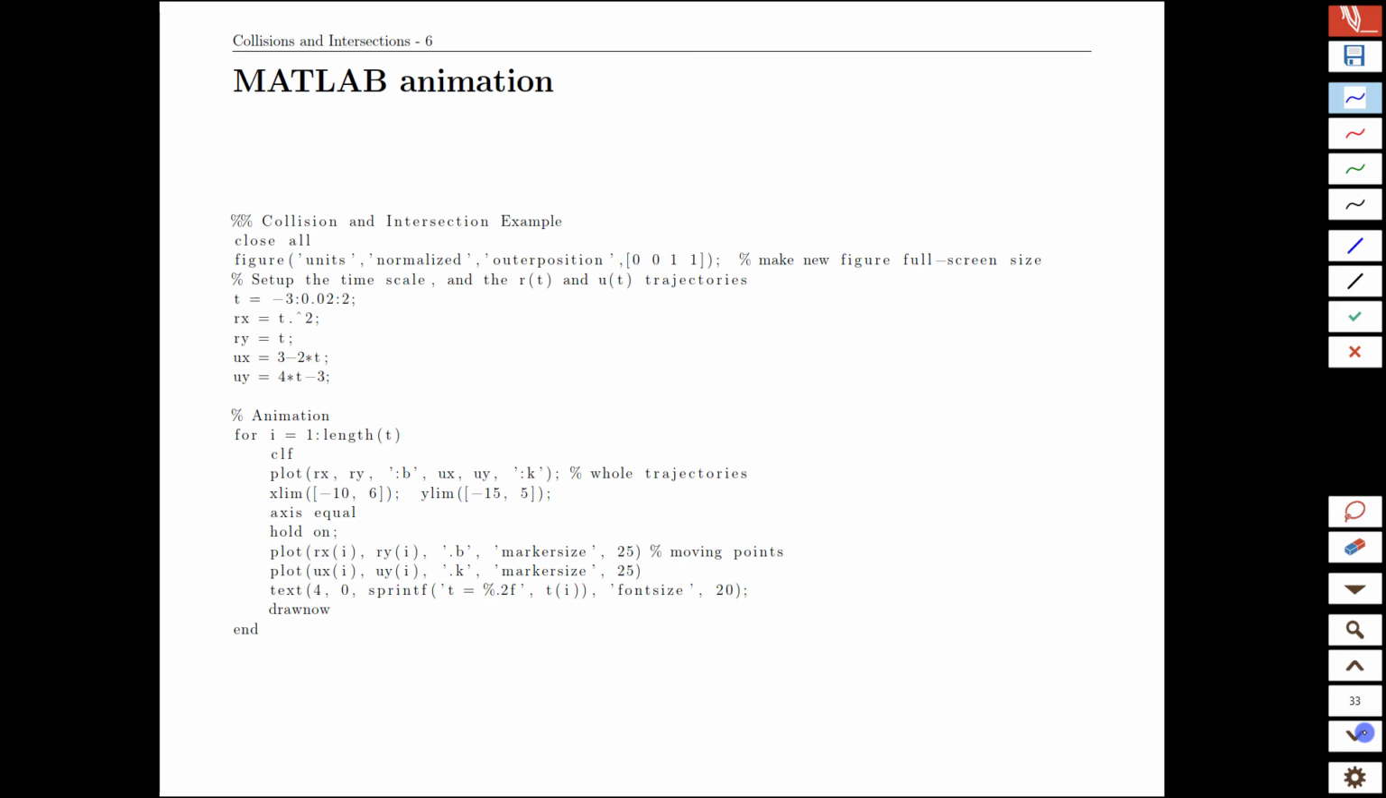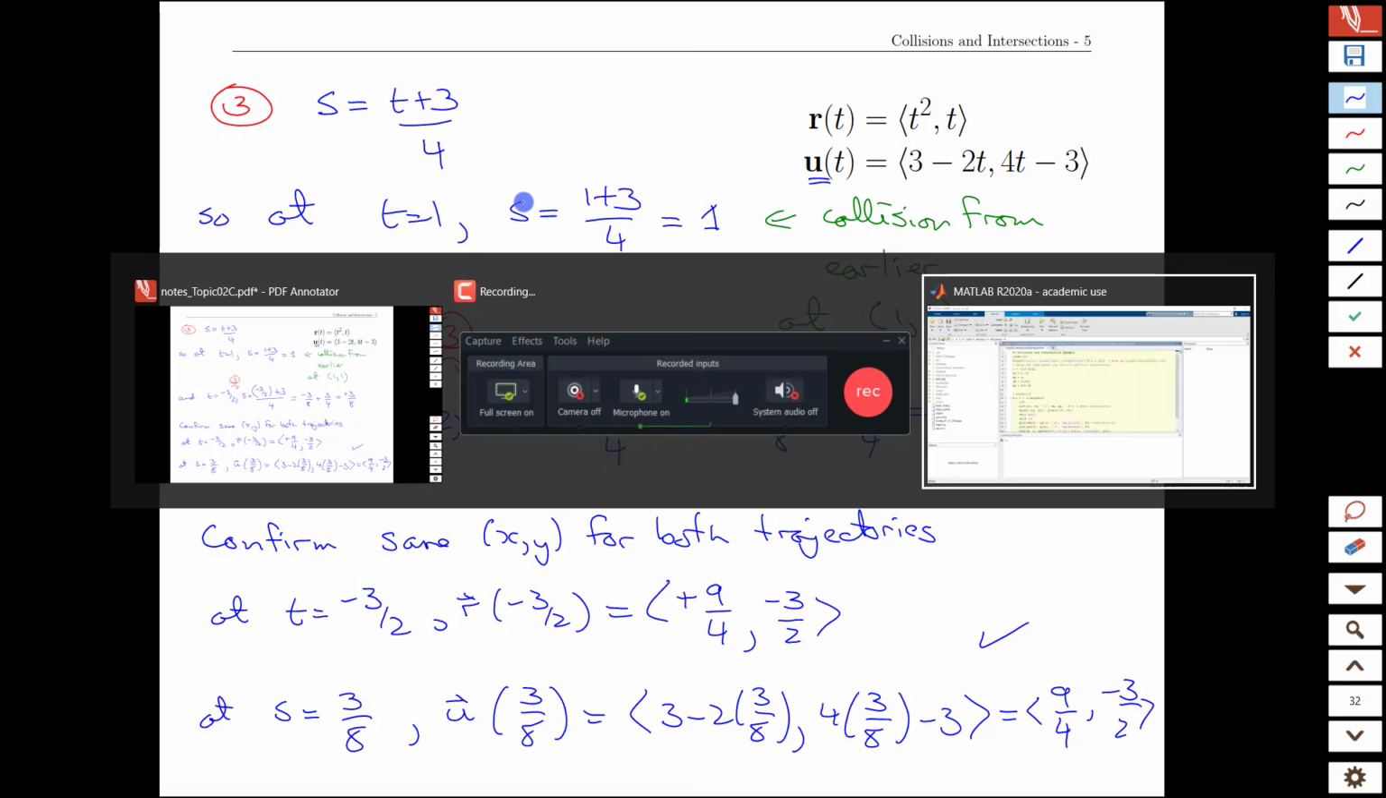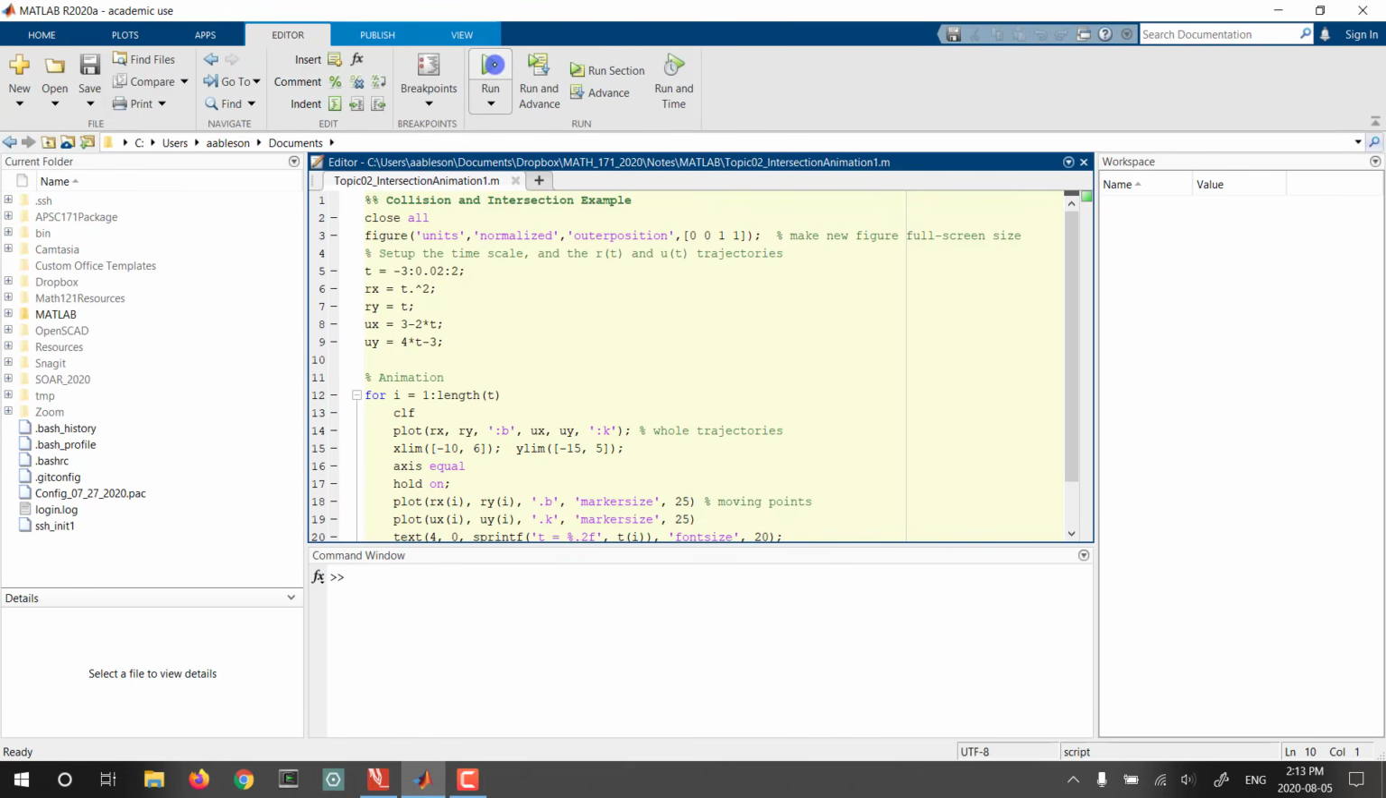And just because it helps to confirm these things, there's some code here that you can look at. We're simply going to run it, but we'll see an animation of both those trajectories, and we'll see the intersections at, keep an eye on the times. 3/8 was the straight line trajectory, and time -3/2 was when the parabola went through that second intersection point. And then at time 1, they both also collided. So we're going to animate that here and see what that looks like.